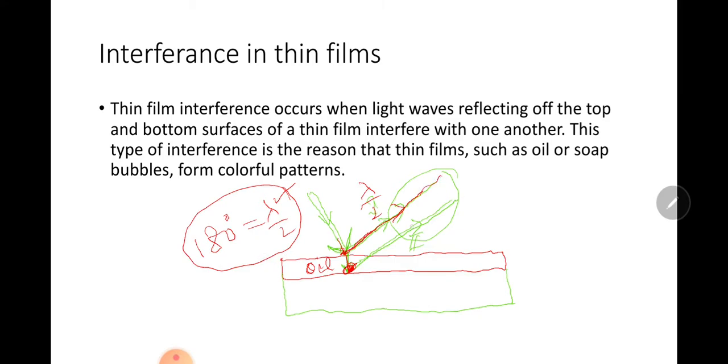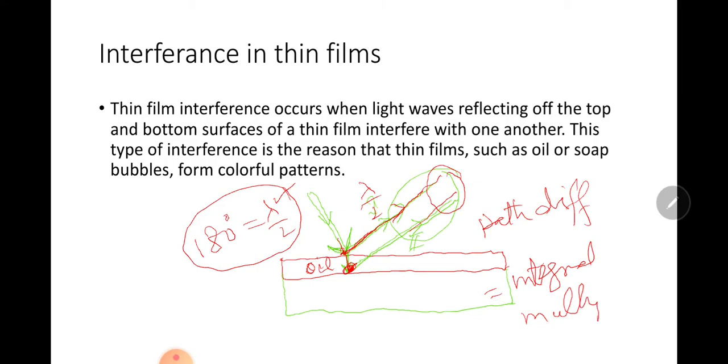And when these two light rays interfere with each other, either constructive or destructive interference will take place. If the path difference is an integral multiple of the wavelength, then constructive interference will take place, otherwise destructive interference will take place.